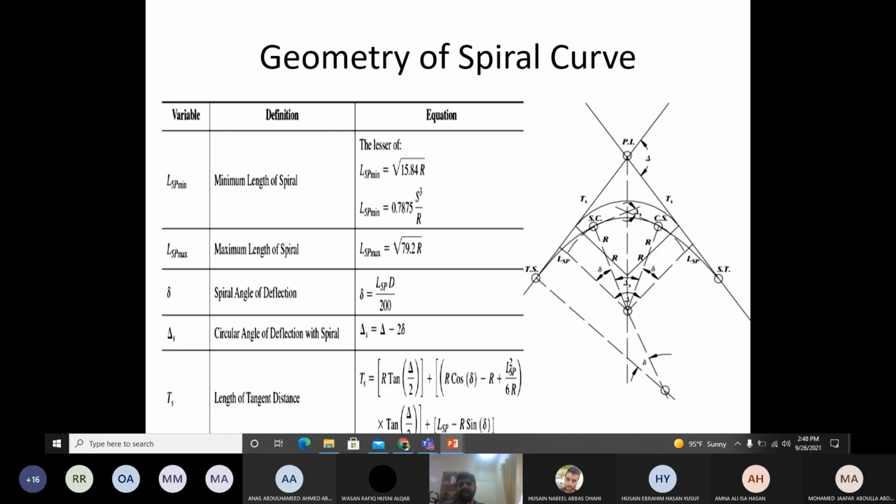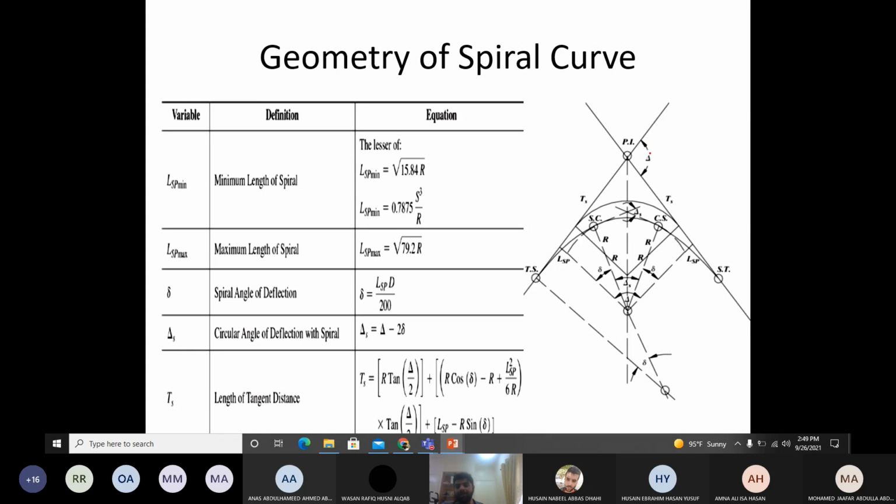Then we have already discussed PI, point of intersection, delta, the deflection angle between the tangents, and Ts, tangent length for the spiral. So from capital TS to PI, we have this small Ts, the tangent length for the spiral. And again from PI to ST, we have Ts again. So tangent length for both ends is the same. Now total deflection angle was delta.